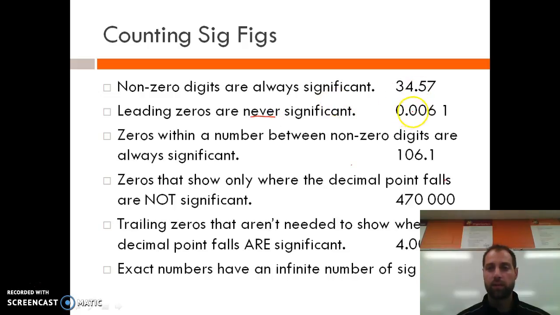So in 0.0061, these three zeros are just placeholders. We only have two sig figs here. So in the first one we had 4 sig figs, the second one we have 2.